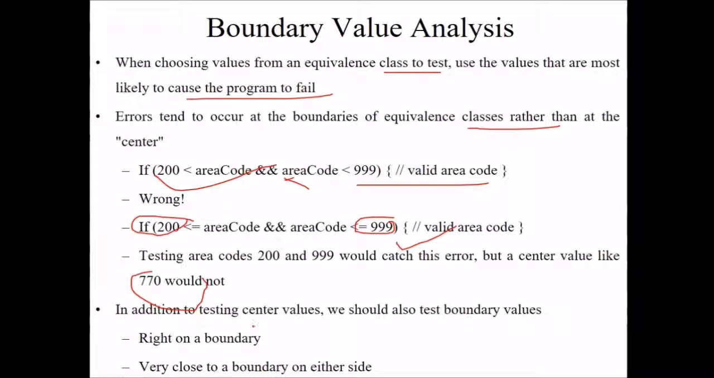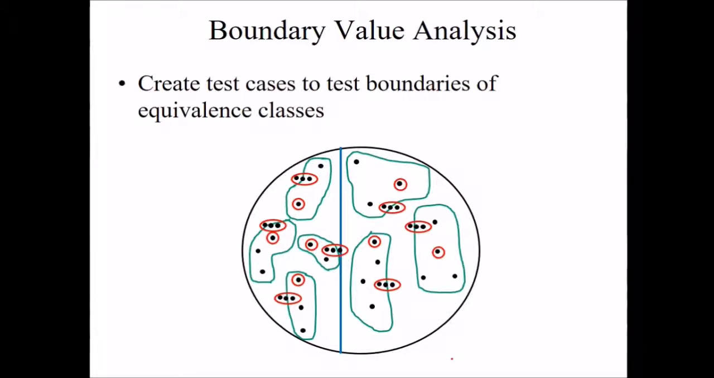So in addition to testing center values, we should also test boundary values, meaning right on the boundary, very close to the boundary, or on either side. This you need to check. Now I must show a boundary value analysis example. Before that, let us see it graphically. Create test cases to test boundaries of equivalence class.